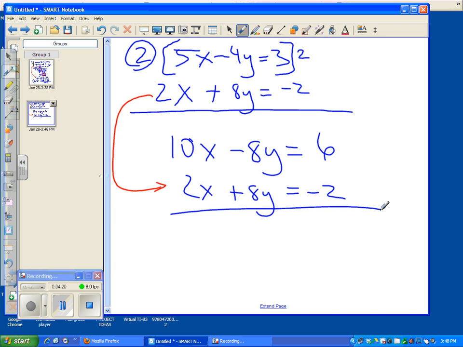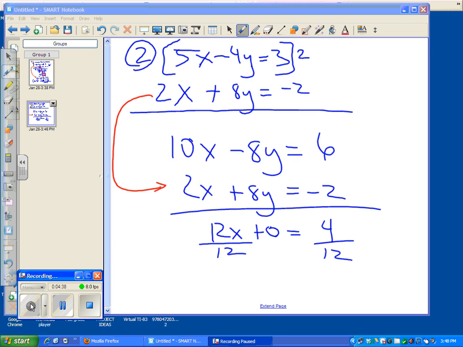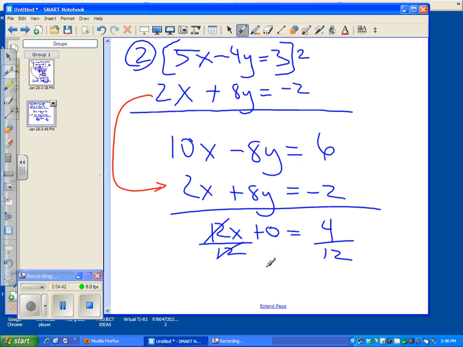Well, that gives us here 12x plus 0 is equal to 4. And then now I have to divide this side by 12 in order to get rid of the 12 and get the x by itself. Divide this side by 12. Okay, the 12s cancel out. Leaves me x is equal to 4 goes into 4 one time, 4 goes into 12 3 times, and x is equal to 1/3.